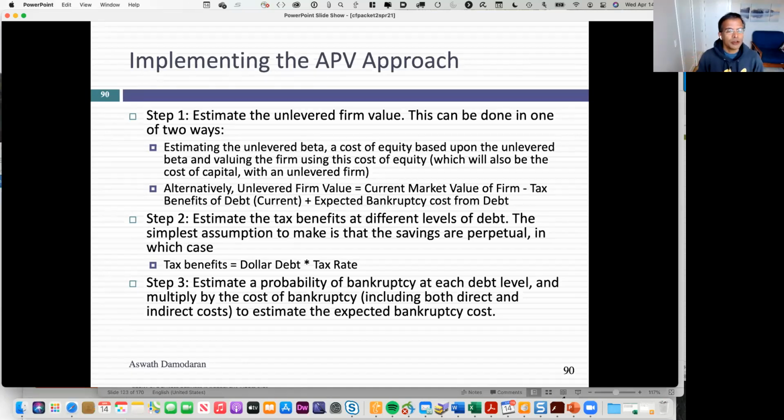So you can discount your cash flows to the firm at that unlevered cost of capital to come up with an unlevered firm value. But that is work, right? Because you've got to do a full-fledged valuation. Here's a cheating way to come up with the unlevered firm value.